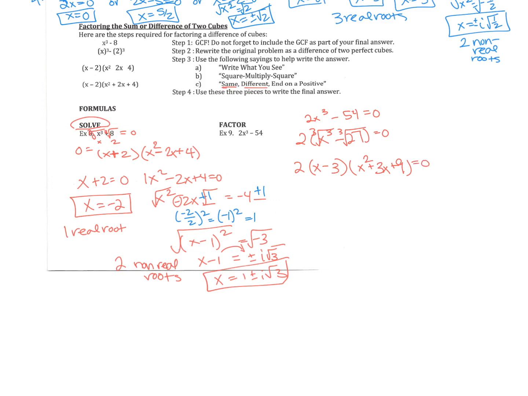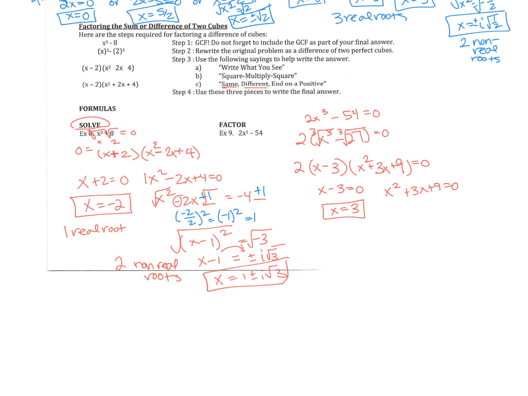The 2 equals 0 doesn't make any sense here. So I don't do anything with the 2. It just means that this guy is more narrow. So I'm going to set the x minus 3 equal to 0, and I get x equals 3. That's a real root, 1 real root. And then I'm going to look at the x squared plus 3x plus 9 equal to 0.